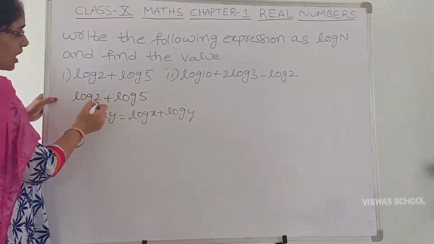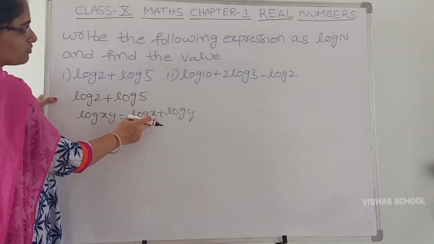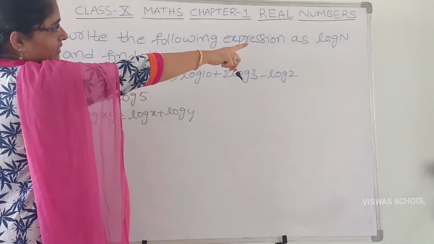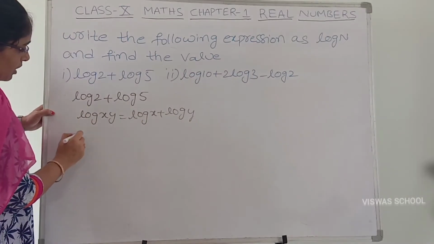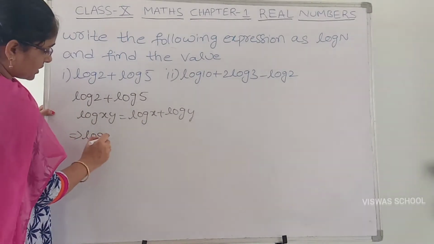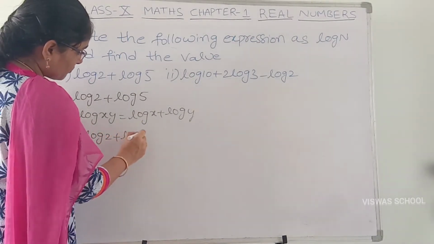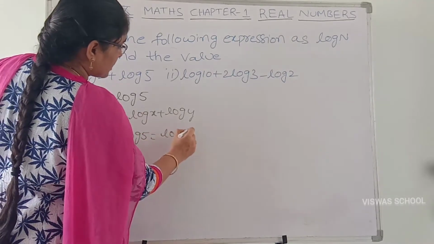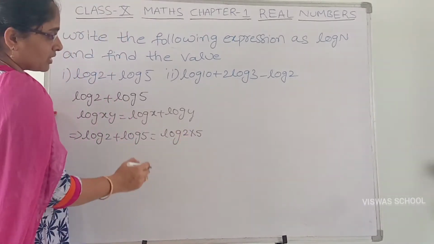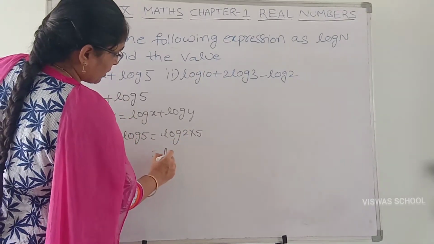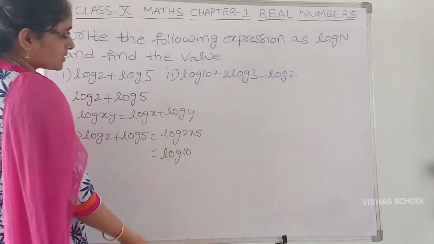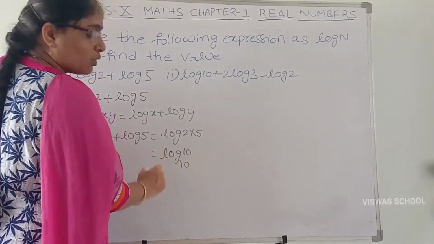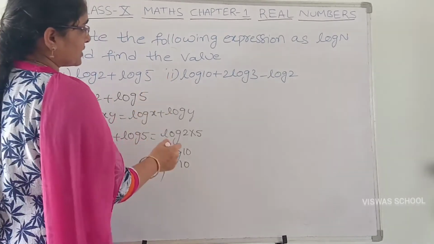Now log 2 plus log 5 is in the form of log x plus log y. Now how do you write this? If you want to write it in log n form, log 2 plus log 5 is equal to log xy, that is log 2 into 5. Now it is equal to log 10. That is log 10 base 10, which is equal to 1.